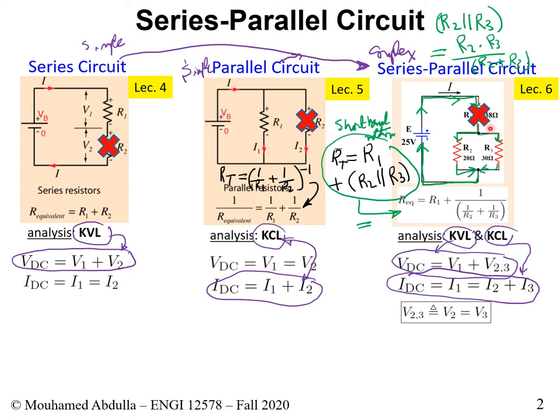So anytime you have a parallel component within your circuit, you still can survive. But anytime you have a series component that is defective, you're no longer surviving, right? The circuit is useless. It's no longer functioning.